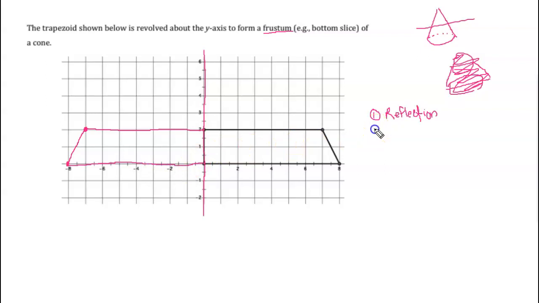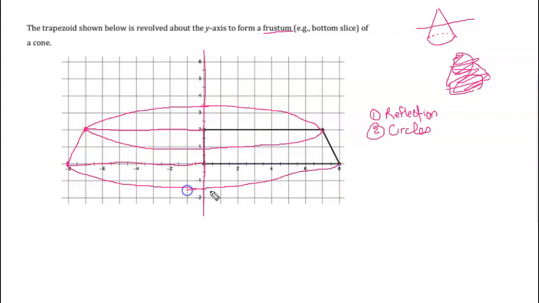Now we also mentioned that the second thing we want to do is where we're rotating, we want to find where it's spinning so that we can put in our circles. So there's going to be a circle that goes all the way around like so. So I've got a circle on the top, and then I have a circle on the bottom that goes all the way around.